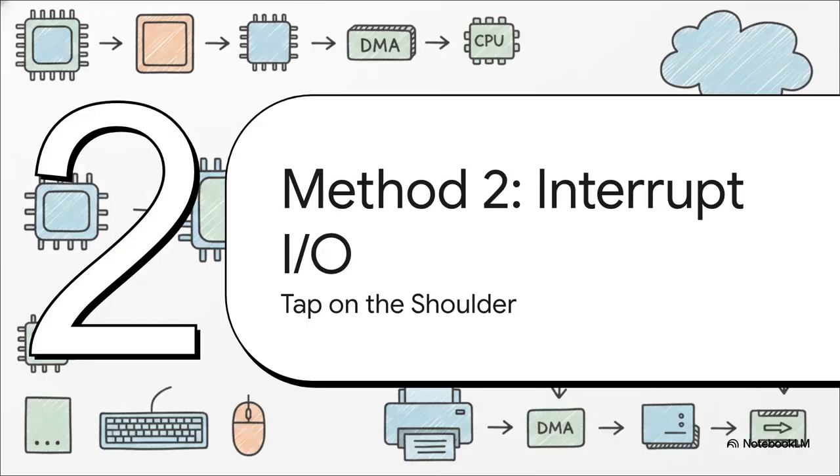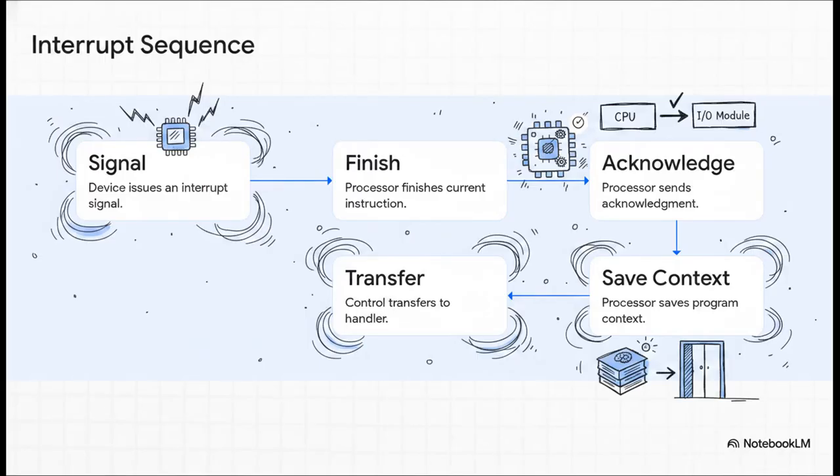Moving on to Method 2. Interrupt-driven I/O, the old tap on the shoulder. Now, what's really interesting about this slide is how polite the system gets. Clearly, sitting around waiting wasn't sustainable, so the architecture had to evolve. Here, the boss finally learns to go do other valuable work until the employee physically taps him on the shoulder to say the task is ready.